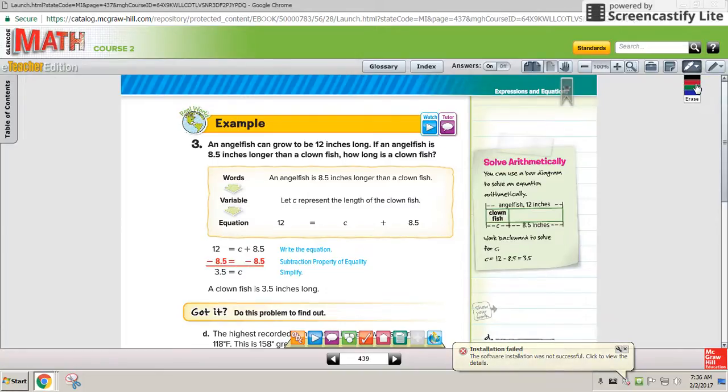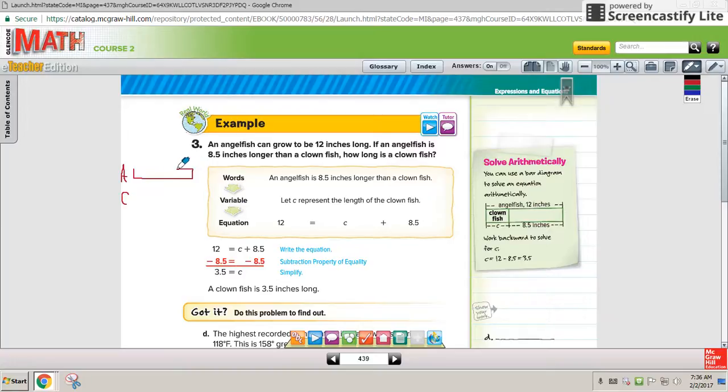Okay, so I notice this is a comparison, so let's try to do our bar model. We have angel and we have clown. An angelfish can grow to be 12 inches long if an angelfish is 8.5 inches longer than a clownfish. So whose bar has to be longer? Okay, so an angelfish is 8.5 inches longer than a clownfish. So we're going to show right here is 8.5. Sorry, that should say 8.5. This is what we don't know.